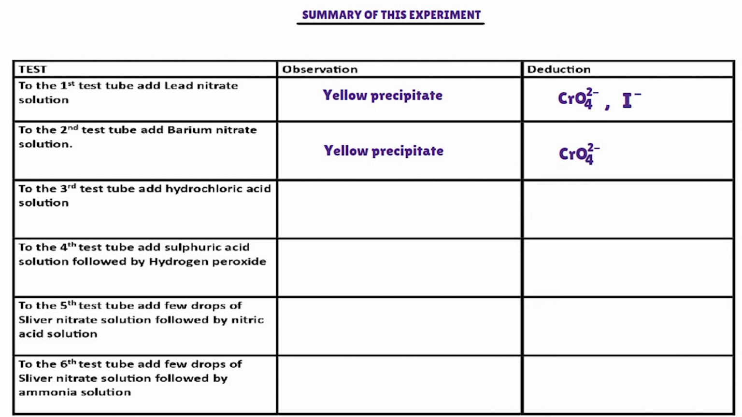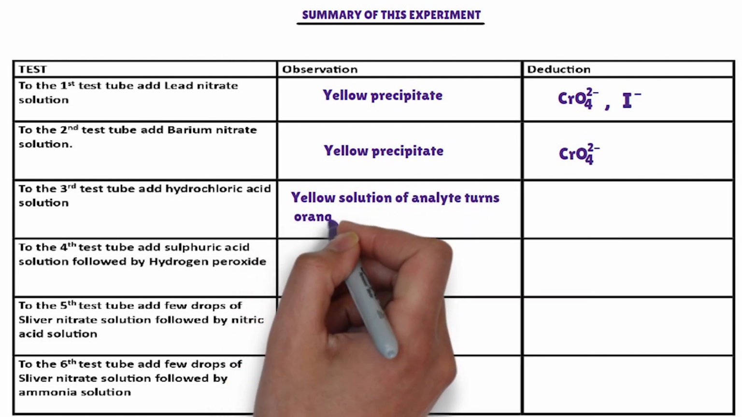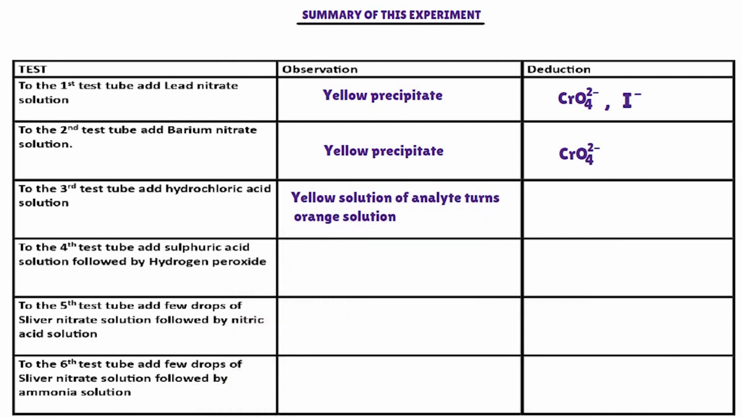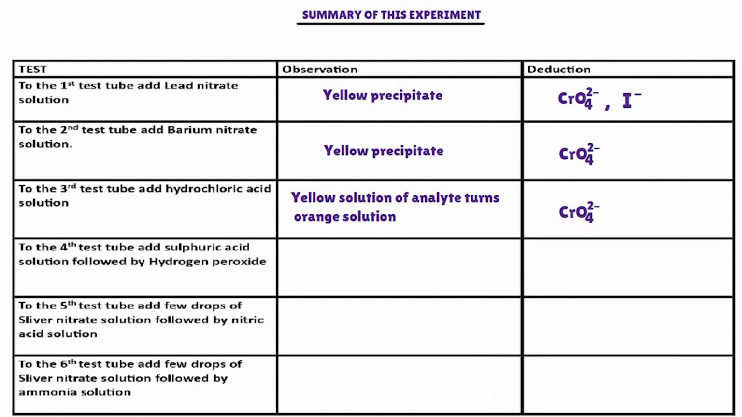Confirmatory tests. First confirmatory test. To the third test tube, hydrochloric acid solution is added. The anion that reacts with hydrochloric acid solution, and the yellow solution of analyte turns orange, is chromate ion. Chromate ion is confirmed. The anion present in the salt is chromate ion.